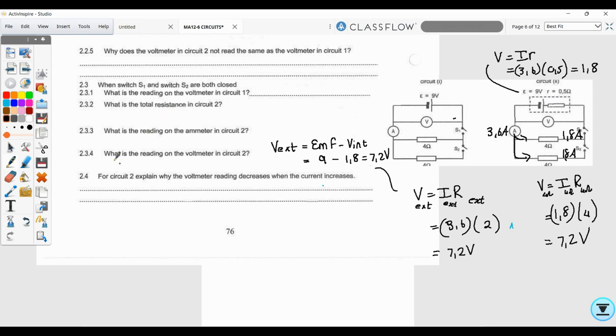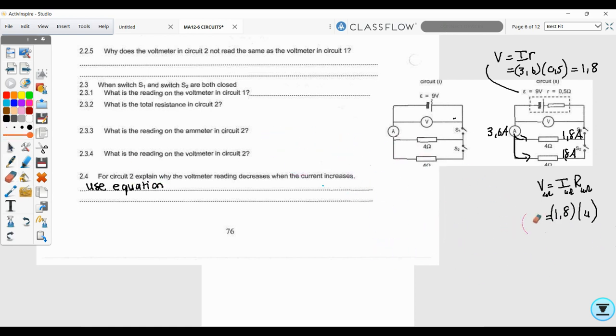Okay, so any of those 3 methods you could have used. Then they say for circuit 2, explain why the voltmeter reading decreases when the current increases. That is the question that you asked about. They ask this all the time. They say, what happened to the voltmeter reading? Use equations. Okay, so please remember that if you get a question like this on Wednesday, which you're probably going to get, then you need to use the equations.